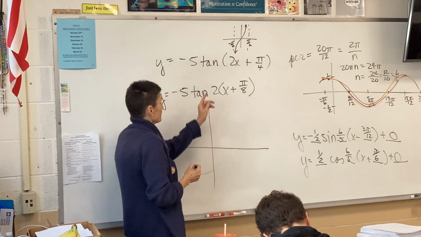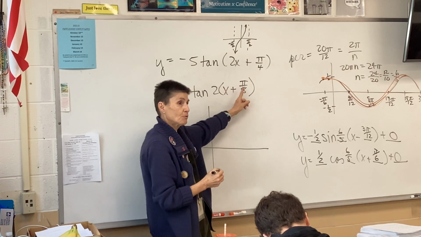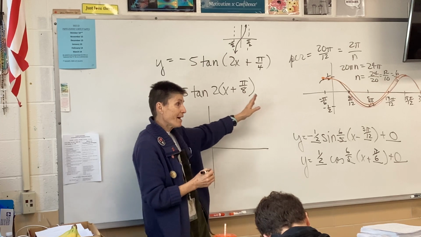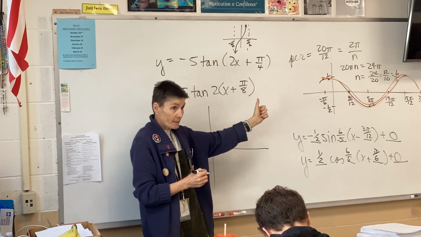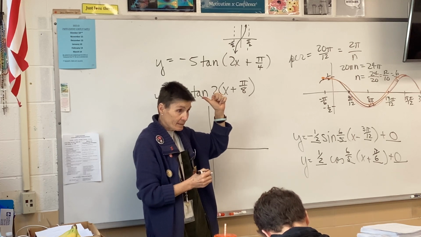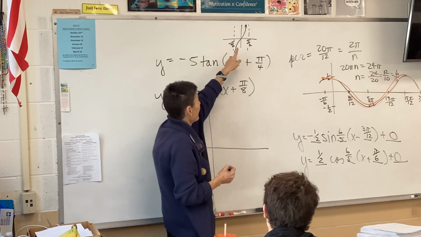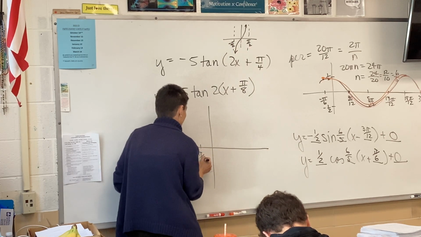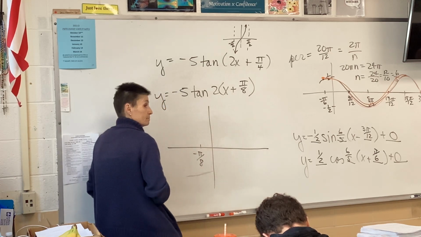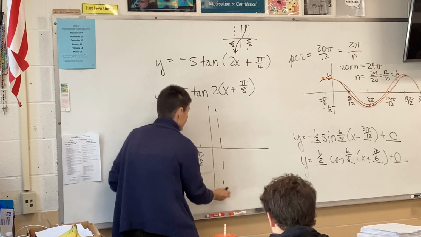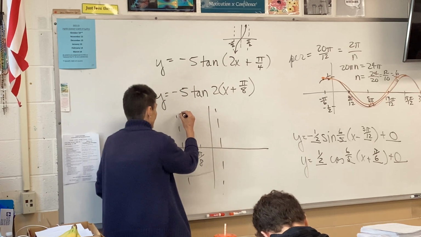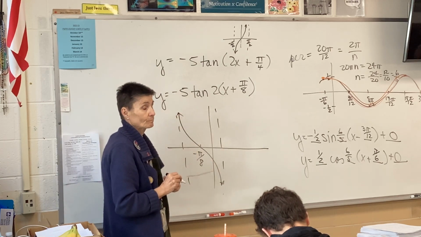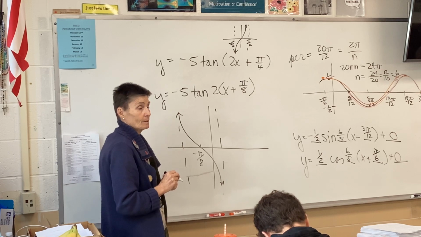Now, this right here is your phase shift. So this tells me that whatever used to happen at the origin now happens at negative pi over 8. So what used to happen at the origin? You had a 0, right? So now that 0 is at negative pi over 8. And we got an asymptote, and an asymptote, and a negative tangent. So it's upside down.